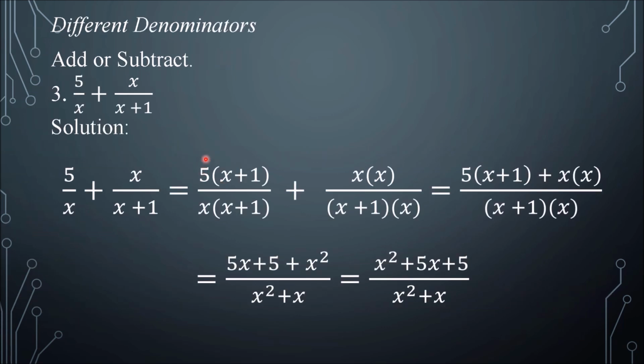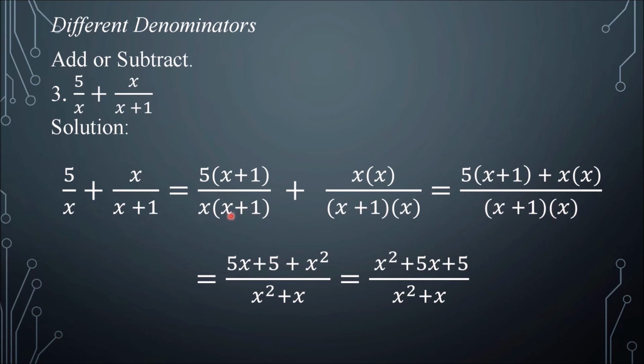Now let's have different denominators. Number 3, 5/x + x/(x + 1). Now in this case, for easy addition, we need to get the LCD, the least common denominator. How are we going to get the least common denominator? Now let's have here x. So x must be multiplied by x + 1. x + 1 came from the other denominator. Now, the other denominator, x + 1, must be multiplied by x. So, as you can see, they now have the same denominator. And this same denominator is the LCD.